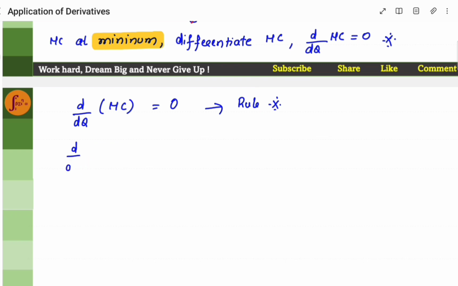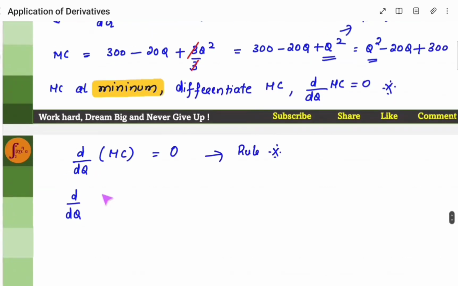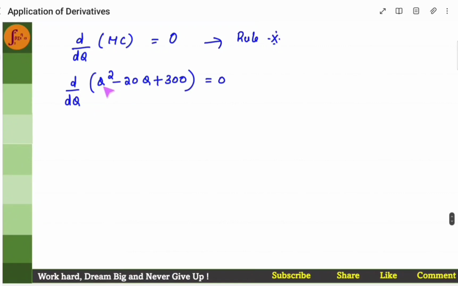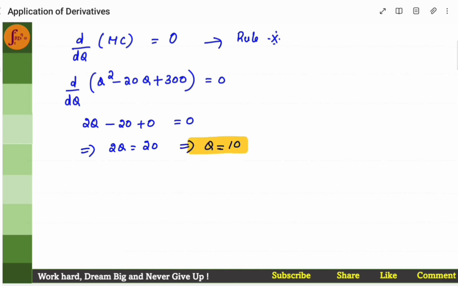So, what is marginal cost? Q square minus 20q plus 300. This is equal to 0. What is derivative of q square? 2q minus 20 plus 0 is equal to 0, which is nothing but 2q is equal to 20, which is nothing but q is equal to 10. So q is units or output.